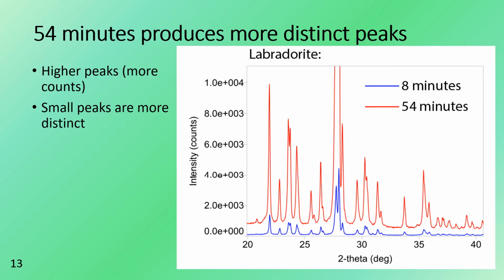And then getting into measurement duration, the 54 minutes produces much more distinct peaks than 8 minutes, which you can see here. And there are 2 main things to look at. First is that the 54-minute data has higher peaks, which mean they have more counts. And this is important for qualitative analysis going forward. And the other thing is that the smaller peaks are much more distinct, and this is very noticeable with very small peaks like between 35 and 40 degrees 2 theta here.